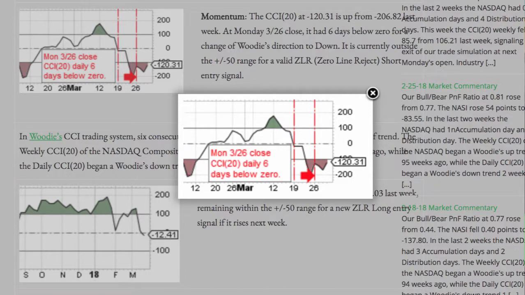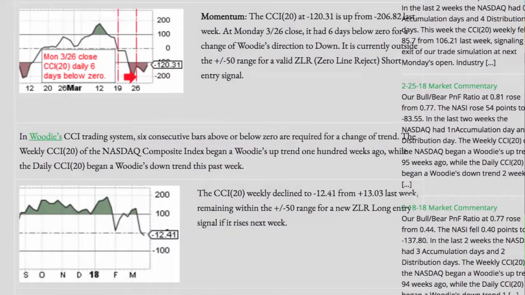Momentum. The CCI 20 daily at a negative 120.31 is up from a negative 206.82 last week. At Monday's close, it had 6 days below zero for a change of Woody's direction to down. It is currently outside the plus or minus 50 range for a valid zero-line reject short entry signal. In Woody's CCI trading system, 6 consecutive bars above or below zero are required for a change of trend.